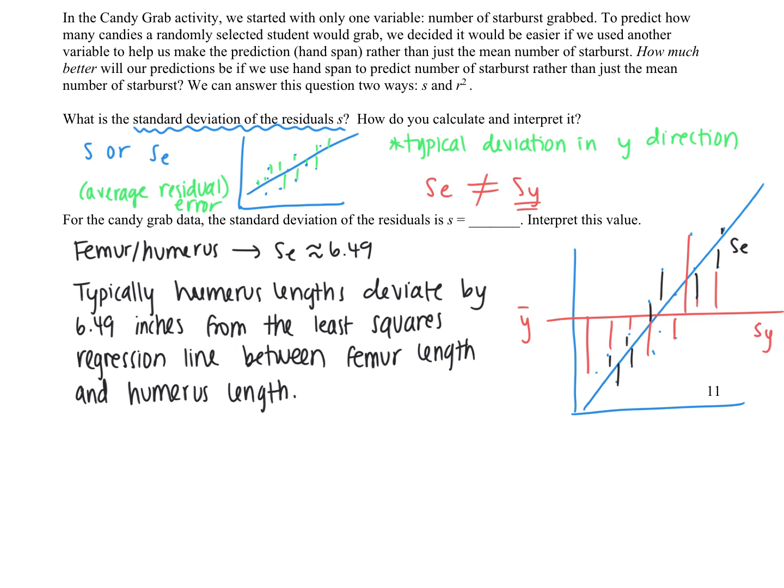Here is where College Board or the AP test is going to be very picky. You have to say the word typically, and this has to be plural. So you have to indicate that you are talking about all of the points, not just one of them. So you're talking about all of the points, not just one individual.